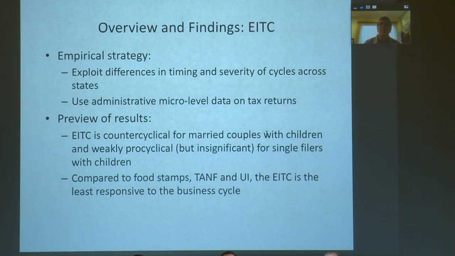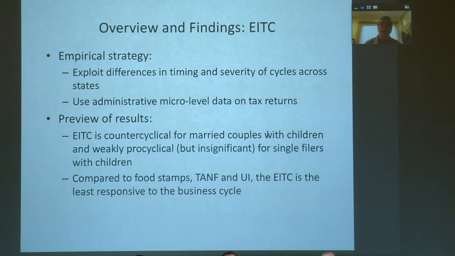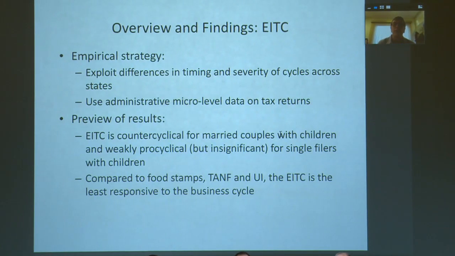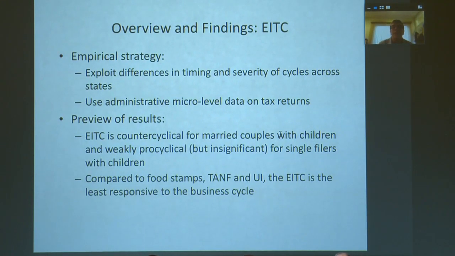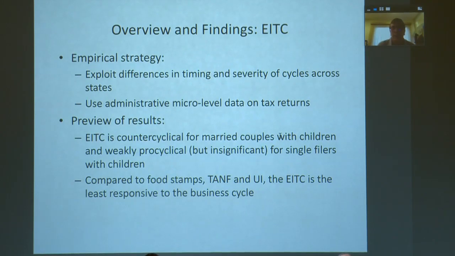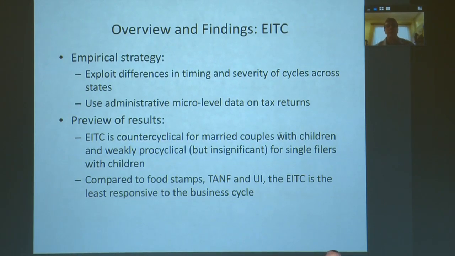And just to give you a preview of the results, we find that the Earned Income Tax Credit is providing some countercyclical protection for married couples with children, and is weakly pro-cyclical for single filers with children, but not significantly so. So rather than providing more protection for single families, it's actually providing a little bit of protection for married couple families. And then we compare, using these administrative data, compare it to food stamps, TANF, and UI, and we find that the EITC caseloads are the least responsive to the business cycle.